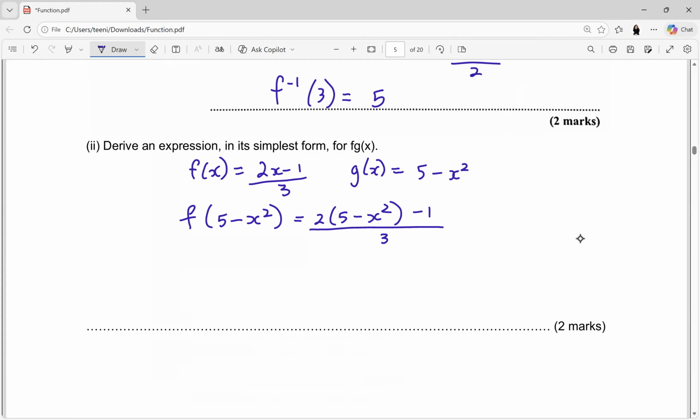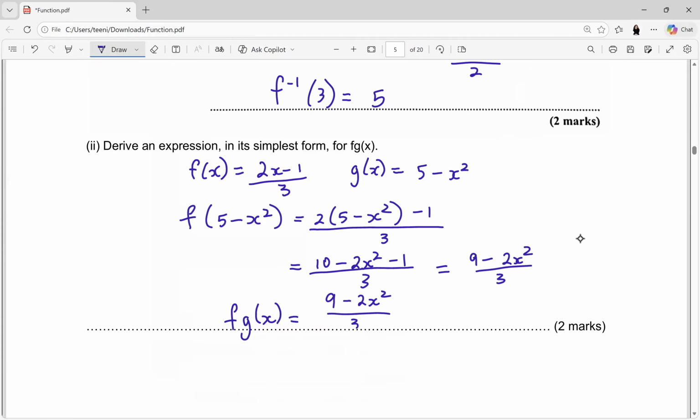So expanding these brackets, you'll get 2 times 5 is 10. 2 times minus x squared is minus 2x squared, minus 1, all over 3. That gives me 10 minus 1 is 9. So 9 minus 2x squared all over 3. That's the answer. So f of g of x is equal to 9 minus 2x squared all over 3.